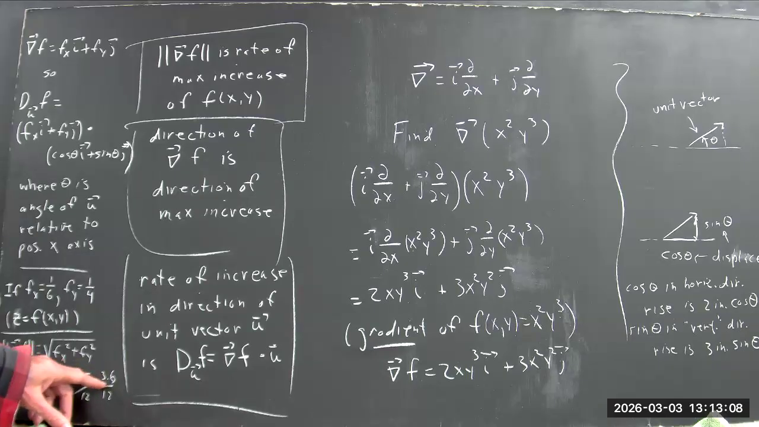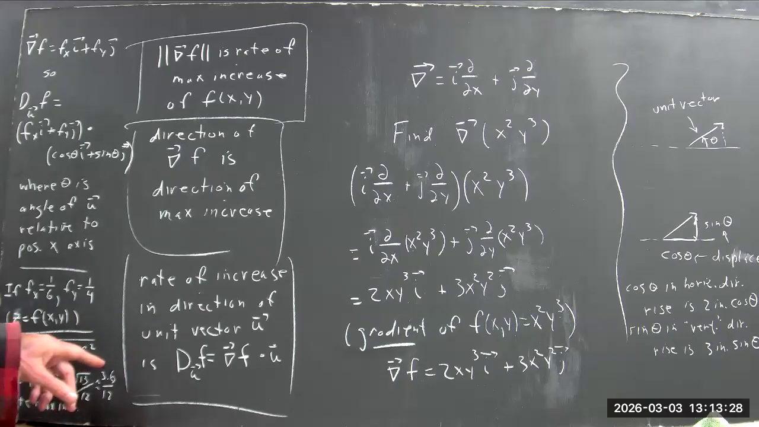Don't think you get up to 3. It might round off to 3.7. Okay, well, that's a rate of maximum increase, .6 inches out of 12. What's the direction of the maximum increase?